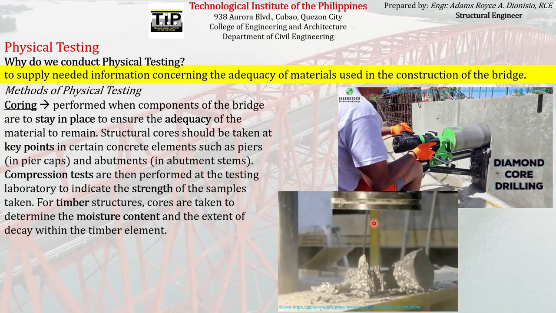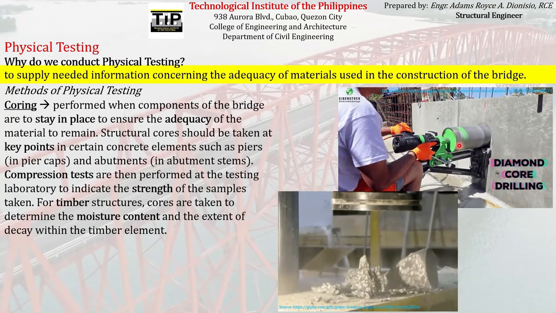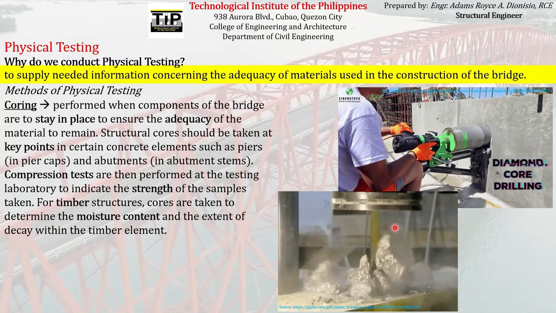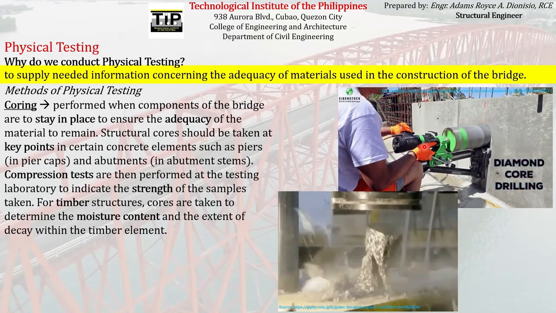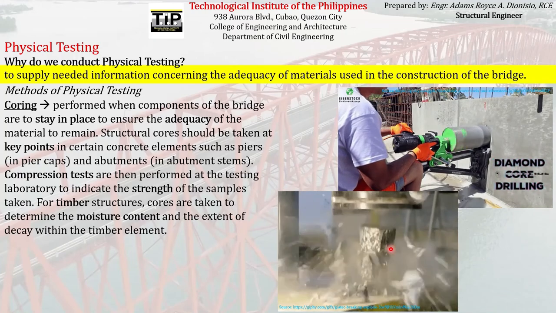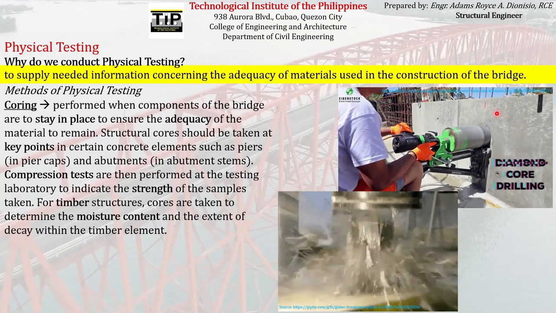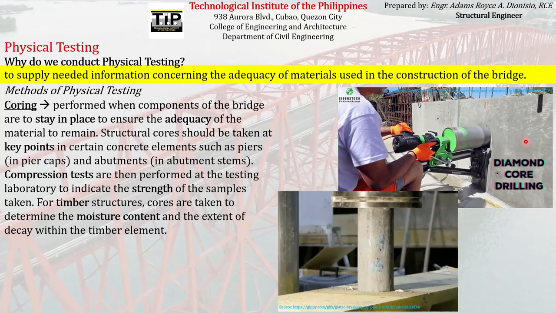That is usually the whole process of coring. We drill a hole onto the particular bridge component, and then that core sample will be taken to a testing laboratory and subjected to compression tests so that the current strength of the component will be known. With that, we can have an idea on the adequacy of the whole component that remained on site. Technically, we are assuming that the strength that we get from the core sample will represent the strength of the whole component of the bridge structure. Although that's only for the case of concrete bridge components.